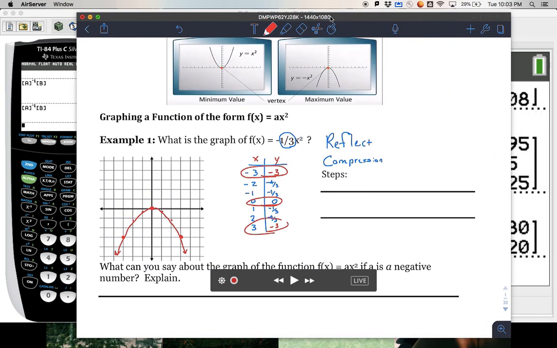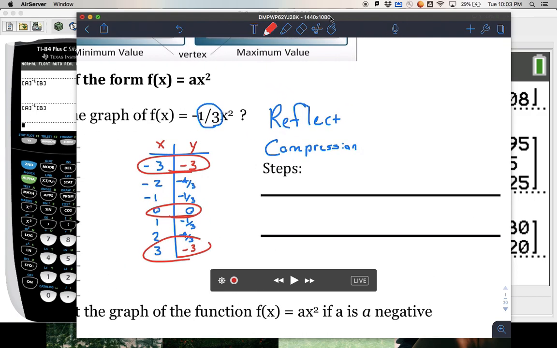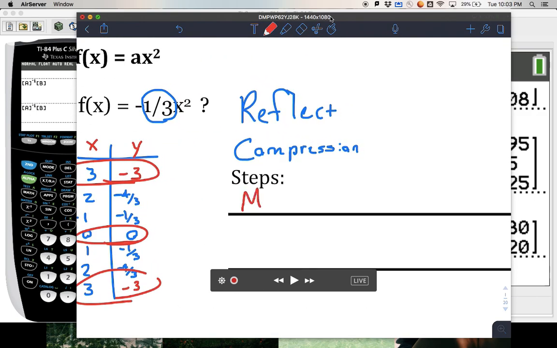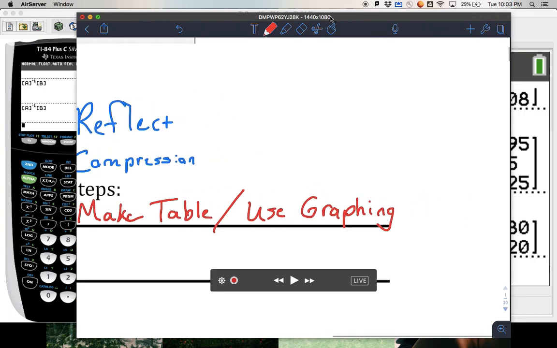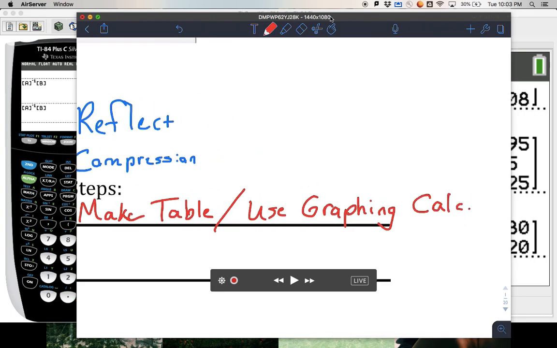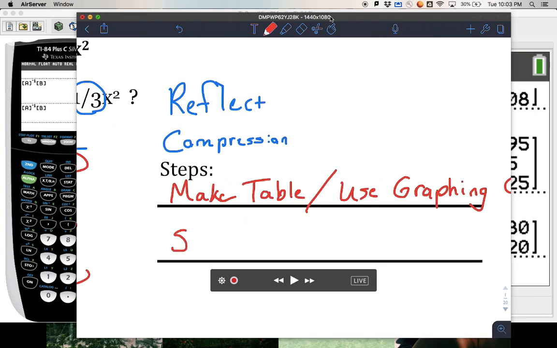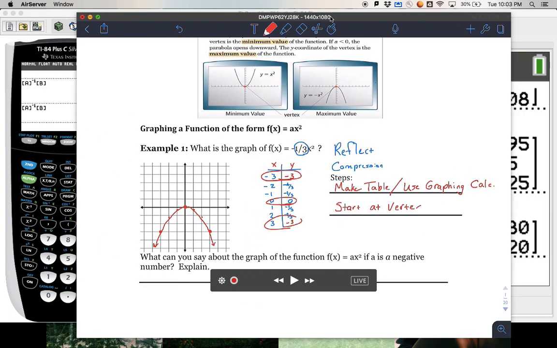So as far as steps go, I guess you can say you can just make a table, or use a graphing calculator. And then usually I start at the vertex and then just kind of get some extra points around the vertex from there.